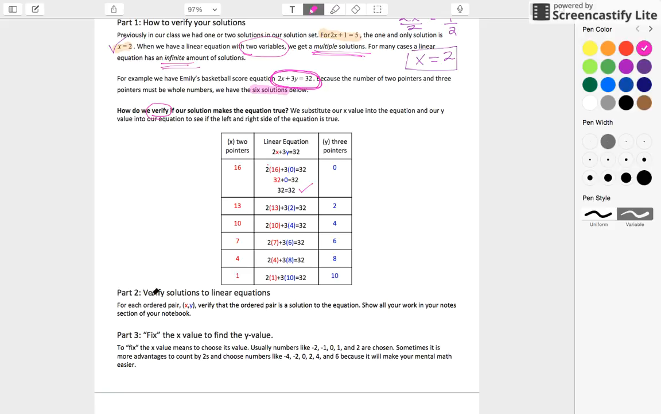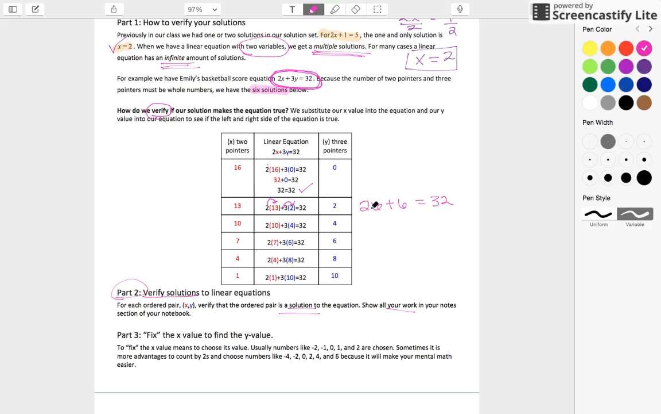So it tells you for part 2, right here, verify solutions to linear equations. So for each ordered pair, x and y, verify the ordered pair is the solution to the equation. Show all your work in your notes. So I'm going to show just maybe 3 examples, and then just so you can see what you should have in your notebook. So right here we have 2 times 13. We know 2 times 13 is 26. And then we have 3 times 2, which is 6. And we know that has to equal 32.